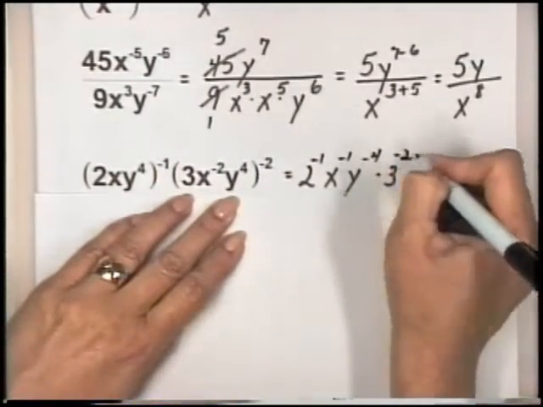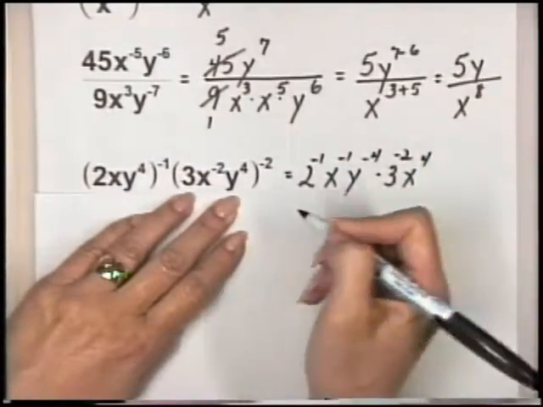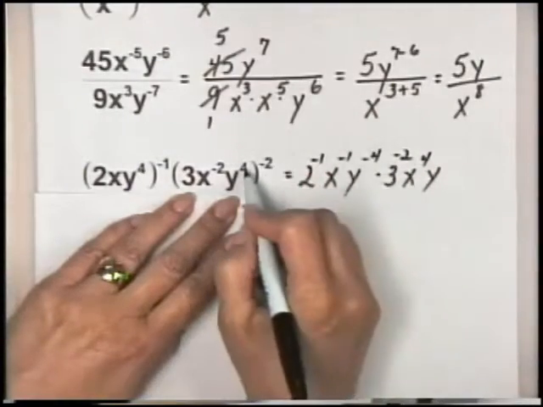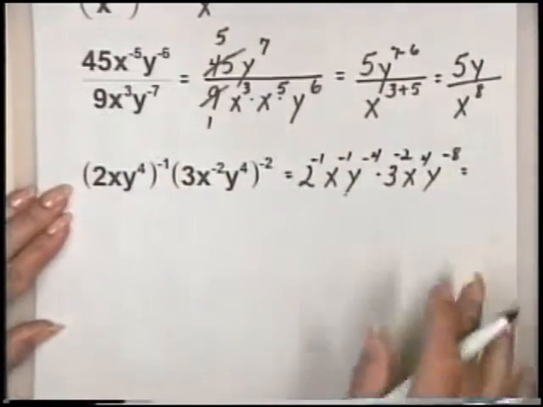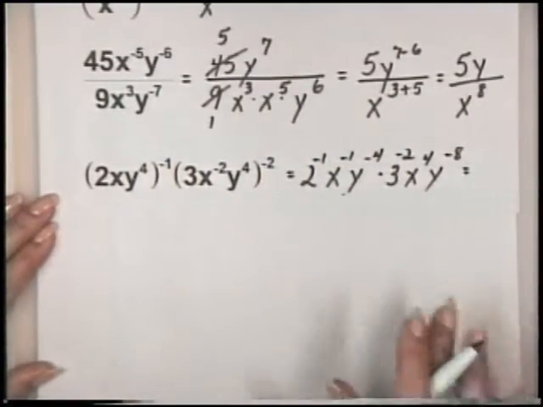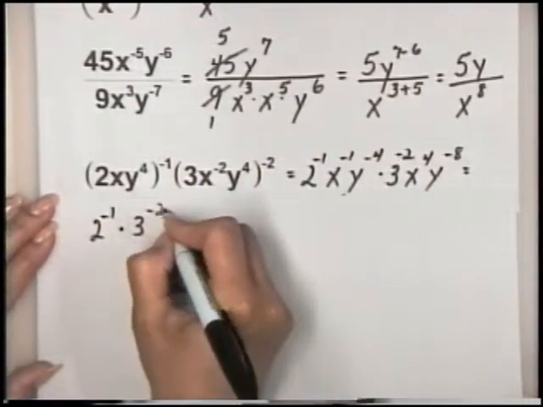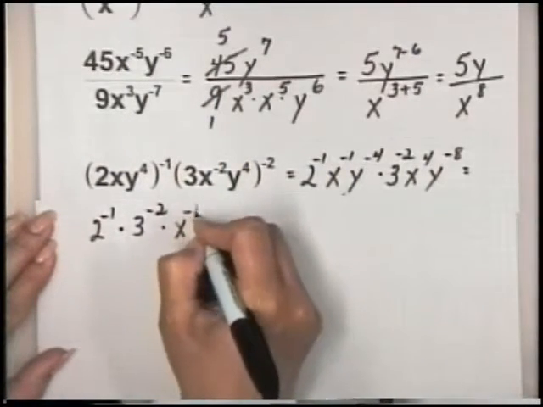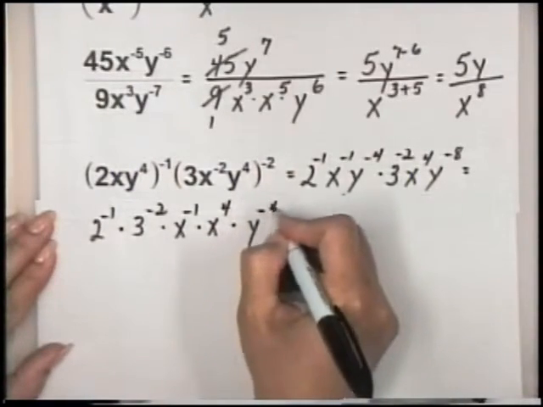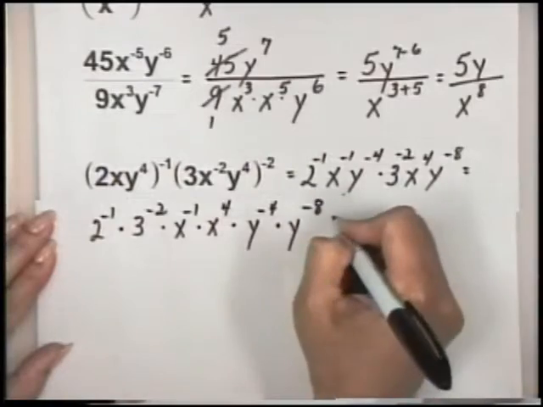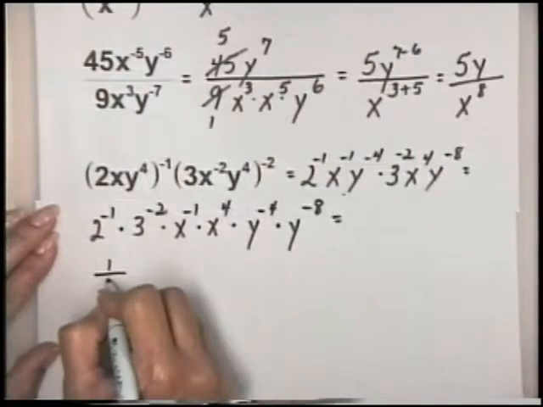For the next parenthesis, I will say 3 to the 1 times negative 2 would give me negative 2. X to the negative 2 times negative 2 would give me positive 4, times y to the 4 times negative 2 would give me a negative 8. Now, let's rewrite this. Let's write 2 to the negative 1 times 3 to the negative 2nd, and then let's write our x's. X to the negative 1 times x to the 4, and then y to the negative 4 times y to the negative 8.